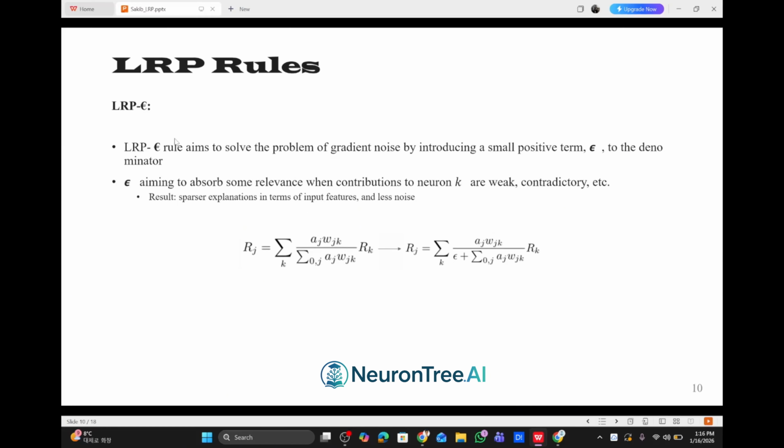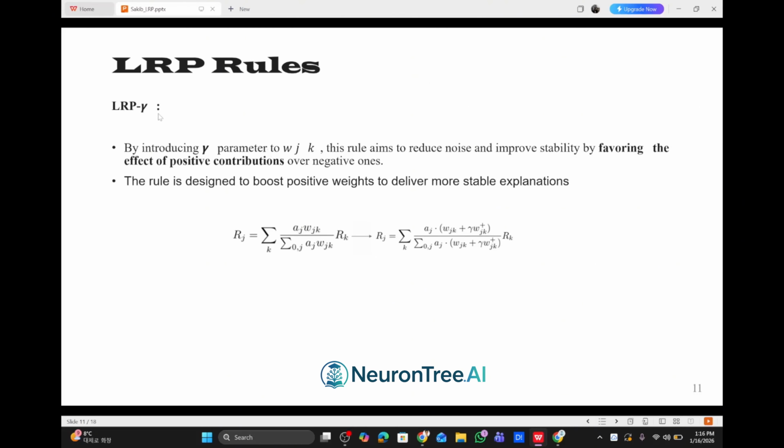And for LRP epsilon, it aims to solve gradient noise by introducing a small positive term epsilon to its denominator. Actually it absorbs some relevance when contributions to neuron k are weak or contradictory. So it helps to reduce the noise. We will see an example in the following slides.